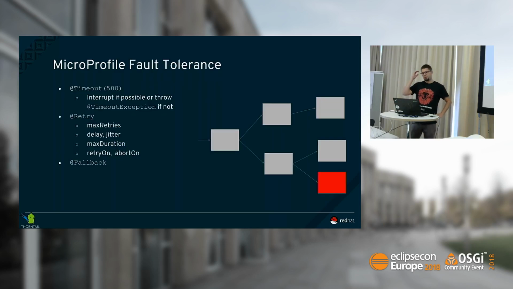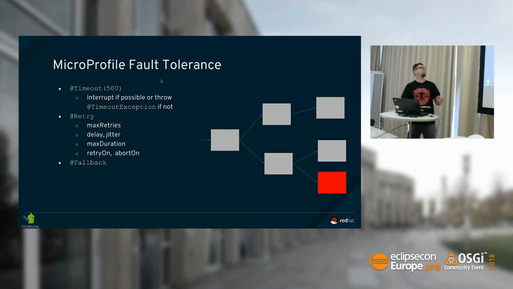Another part of MicroProfile is MicroProfile Fault Tolerance. With this microservice architecture, you have to be more careful when writing your code, because having multiple services usually deployed in the cloud, you're much more exposed to problems with networking, for example. And MicroProfile Fault Tolerance addresses this problem.